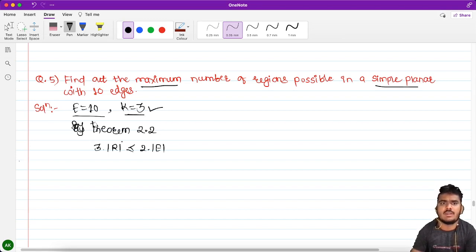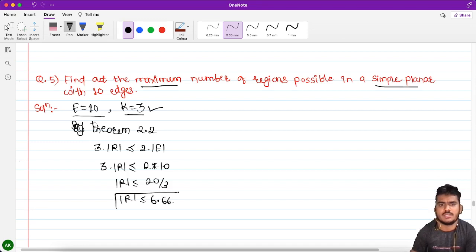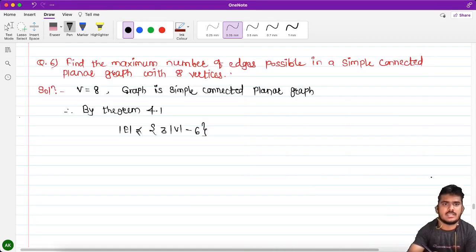So here k value is 3. So 3 into the number of regions is less than or equal to 2 times the number of edges, so 2 into 10. So number of regions is less than or equal to 20 by 3, that is 6.66. So the number of regions is less than or equal to 6. Let's see the next example.